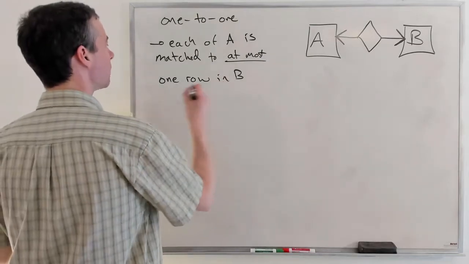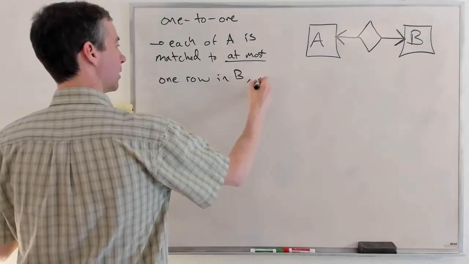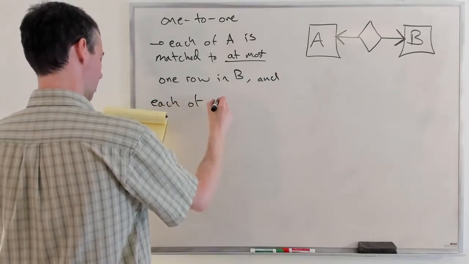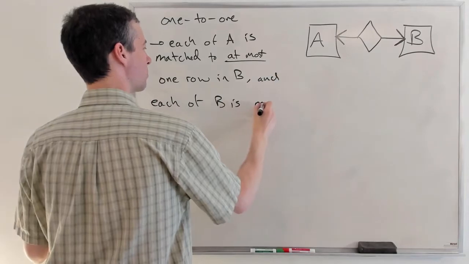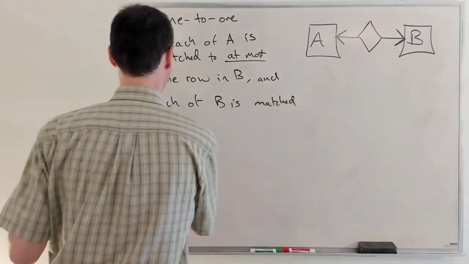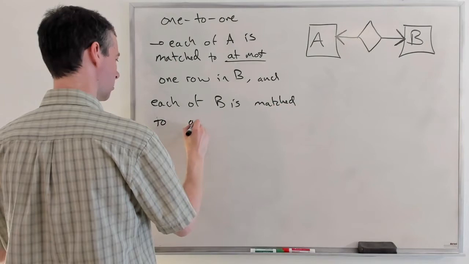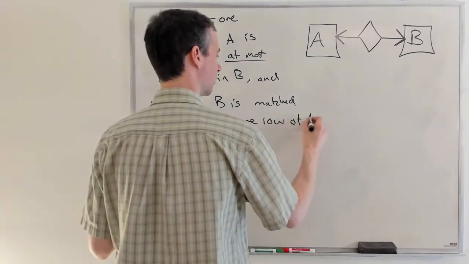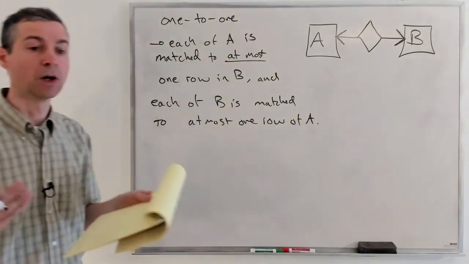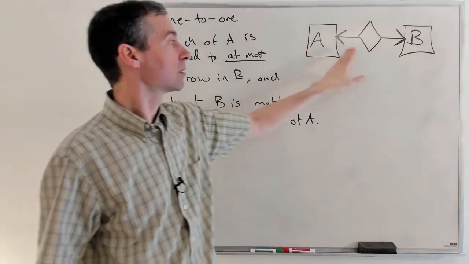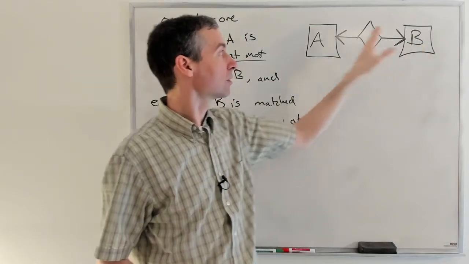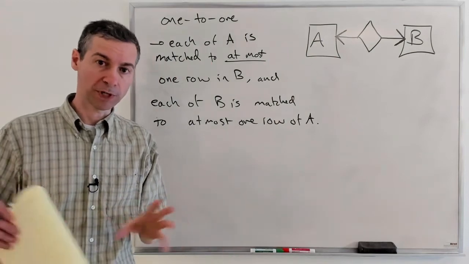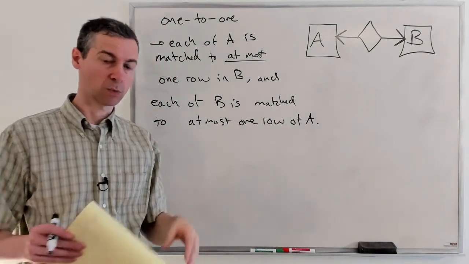Well, it's one-to-one, which also means that each row of B is matched to at most one row of A. All right, this is the one-to-one. One of these can go to one of these, and one of these can go to one of these, but that's it. They could also go to none, but at most will match one-to-one.